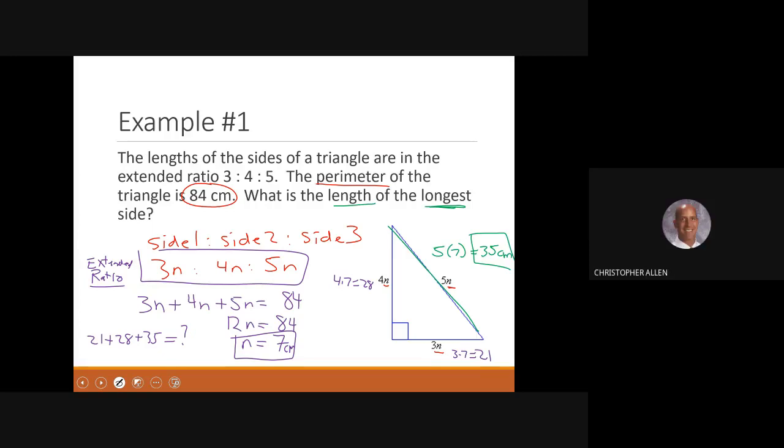84. Yeah, it better be. That's exactly right. So this is a nice way to check your answer. But again, technically, this is the answer here. But we use this extended ratio to get to that answer.